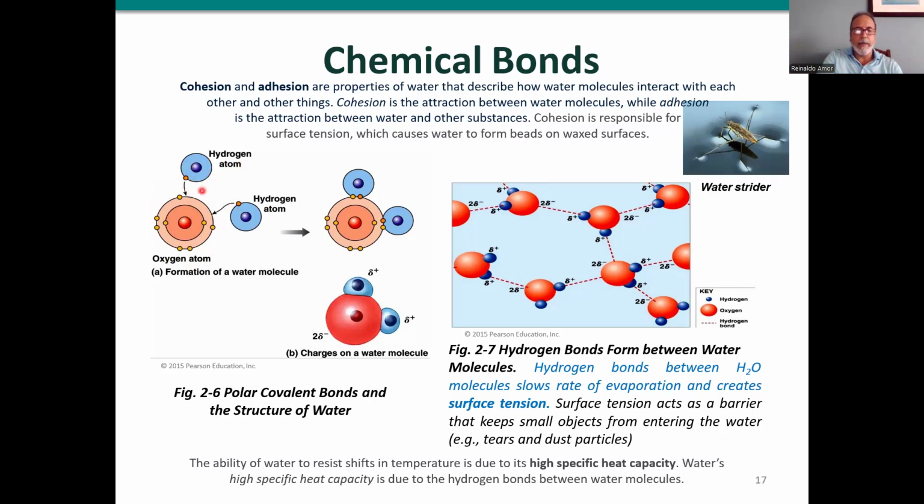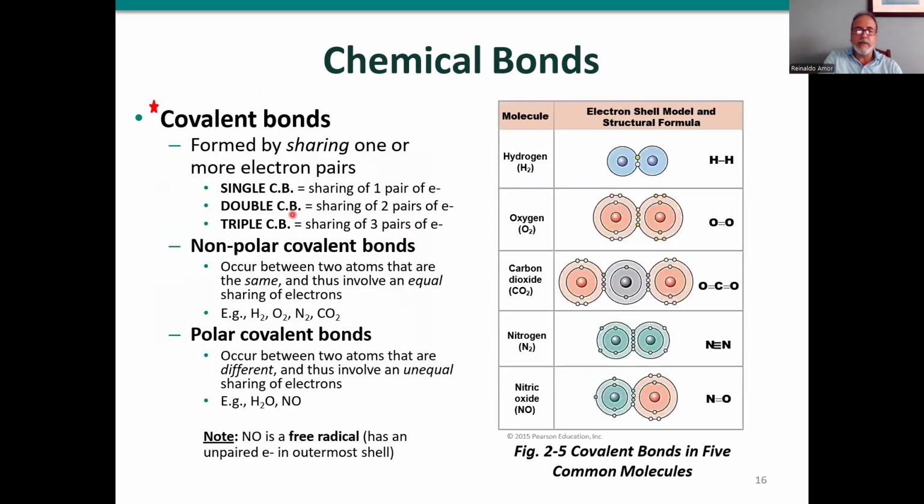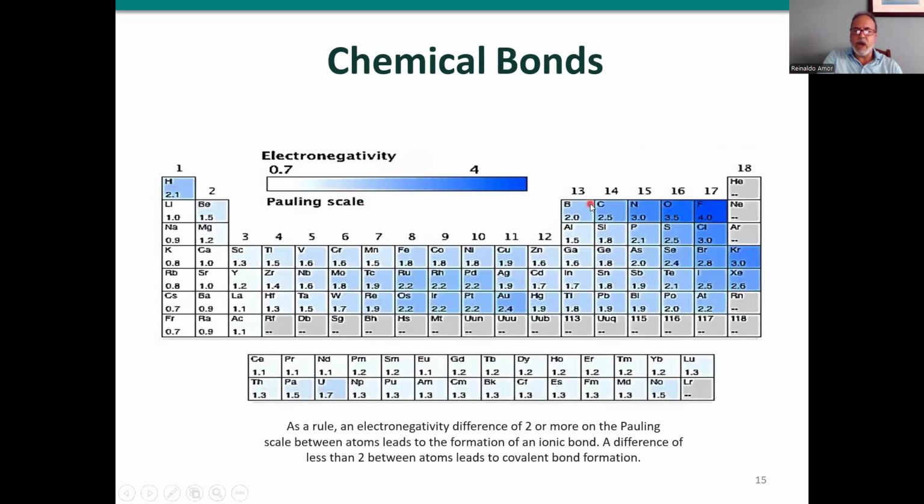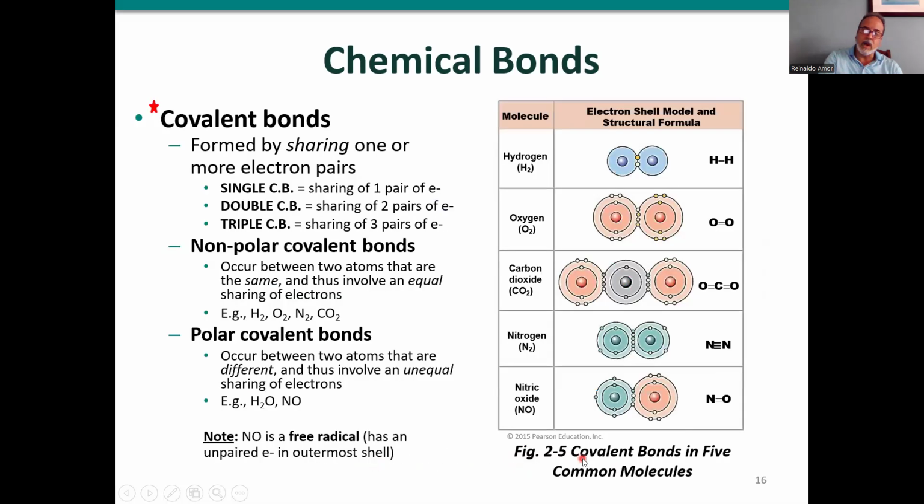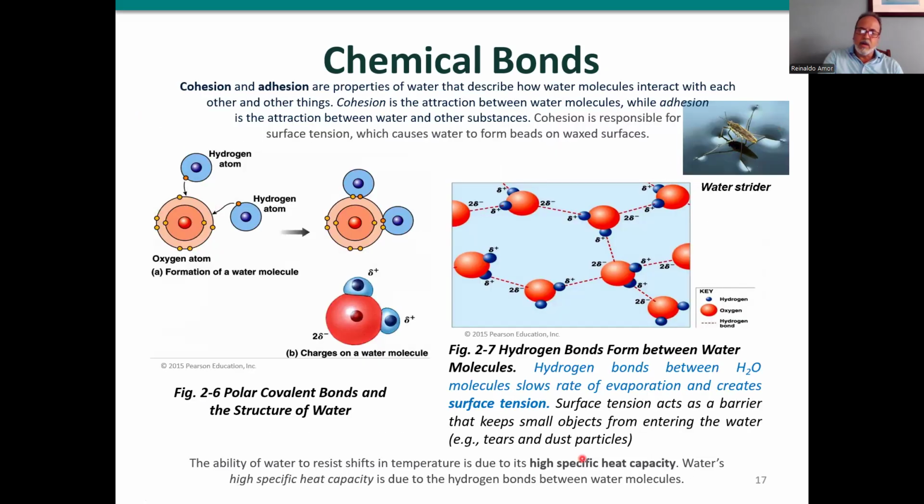By the way, how do I know it's a covalent bond? Look at the Pauling scale. Here's hydrogen, and here is oxygen. The electronegativity for oxygen is 3.5, and for hydrogen is 2.1. When you subtract those two numbers, the difference is less than 2. And if it's less than 2, you form a covalent bond. All right, so you form a covalent bond here.